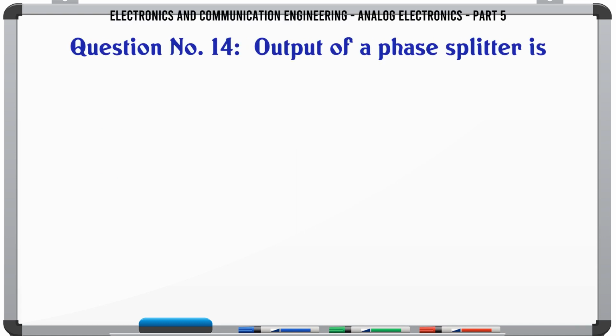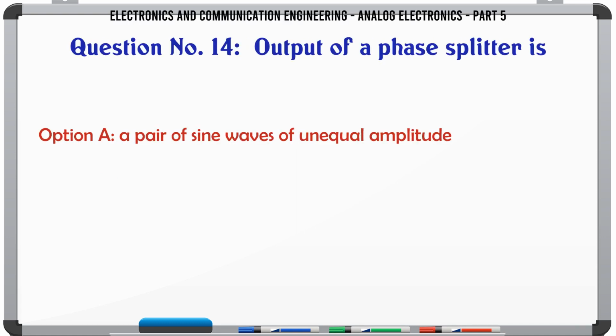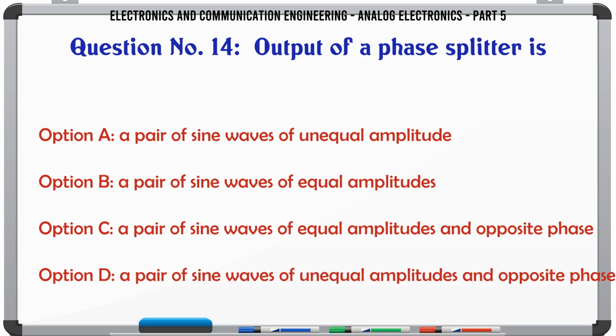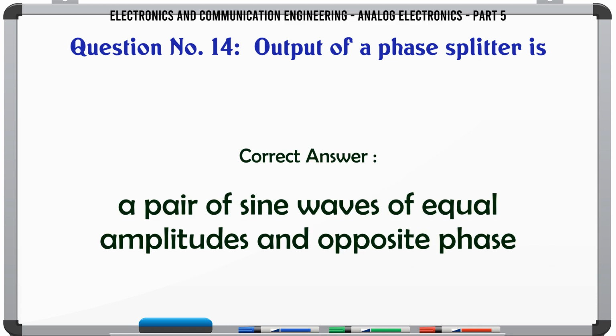The output of a phase splitter is A) a pair of sine waves of unequal amplitude, B) a pair of sine waves of equal amplitudes, C) a pair of sine waves of equal amplitudes and opposite phase, D) a pair of sine waves of unequal amplitudes and opposite phase. The correct answer is a pair of sine waves of equal amplitudes and opposite phase.